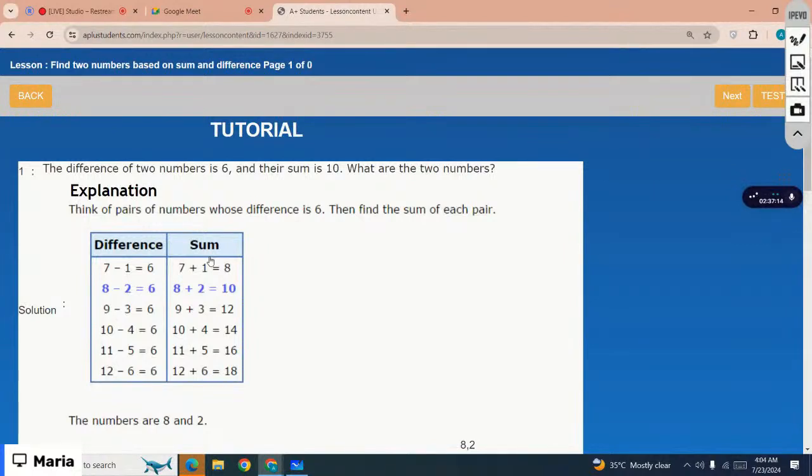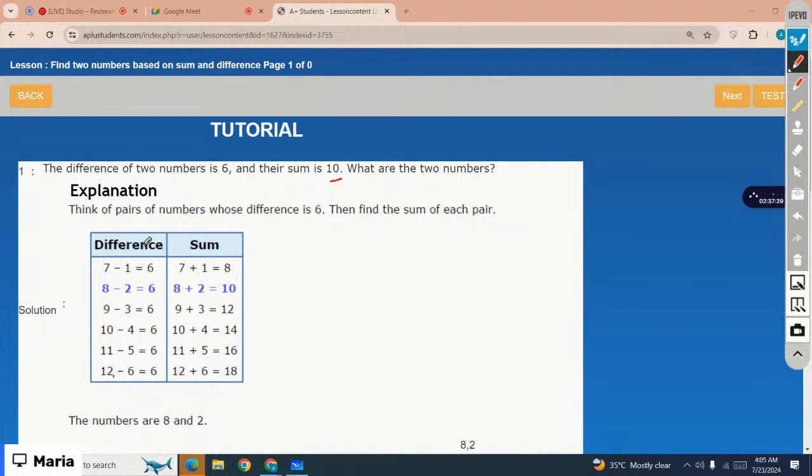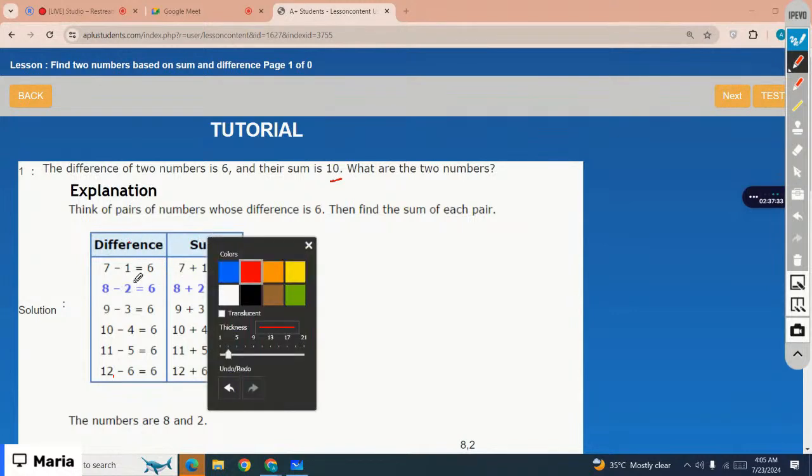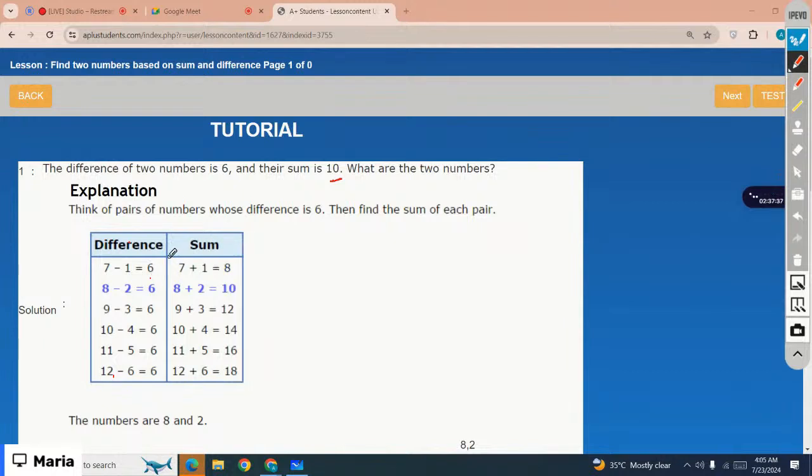Okay, the first example is the difference between two numbers is 6 and their sum is 10. What are the two numbers? So basically, you need to find two numbers whose difference is 6 and whose sum must be 10, right? So you can make the table like this, one for difference and one for sum. Because there are so many numbers, when you subtract them, the answer is 6, right? But only one pair of numbers, when you add them, the answer is 10, right?